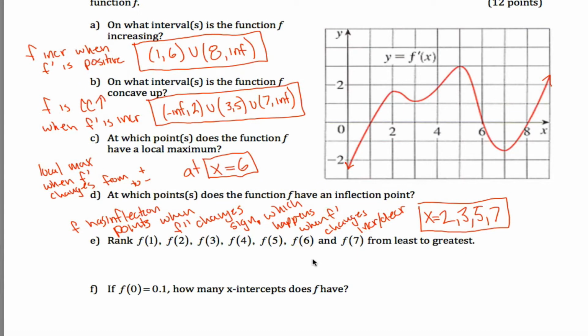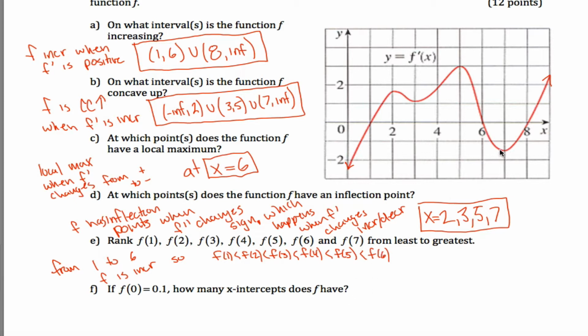Rank these points from least to greatest. I was pretty proud of this question, which probably means you're not going to like it very much. The function, is it higher at x equals 1, 2, 3, 4, 5, 6, or 7? Well, note that from 1 to 6, f is increasing. So f of 1 is less than f of 2, which is less than f of 3, which is less than f of 4, which is less than f of 5, which is less than f of 6.